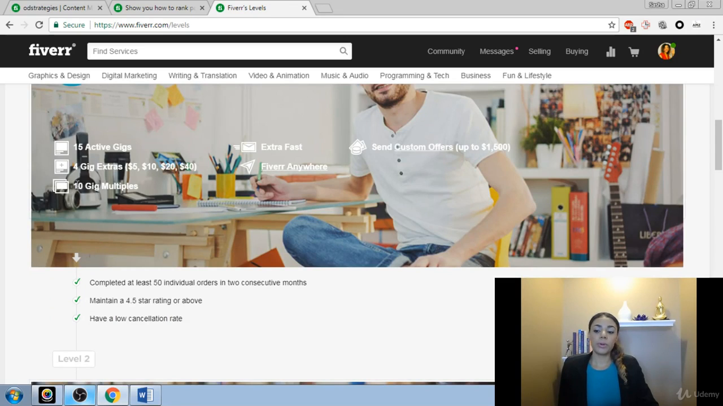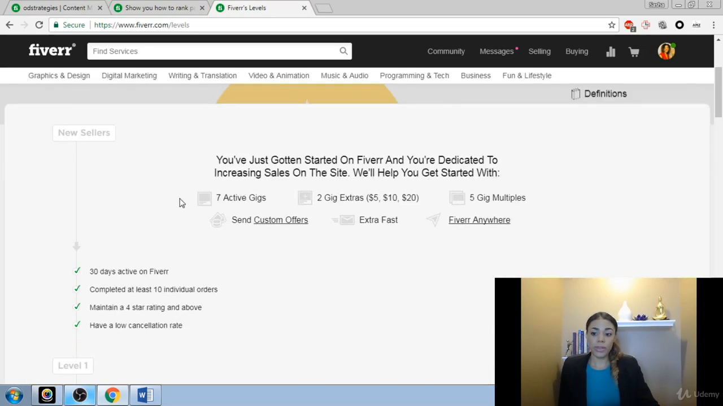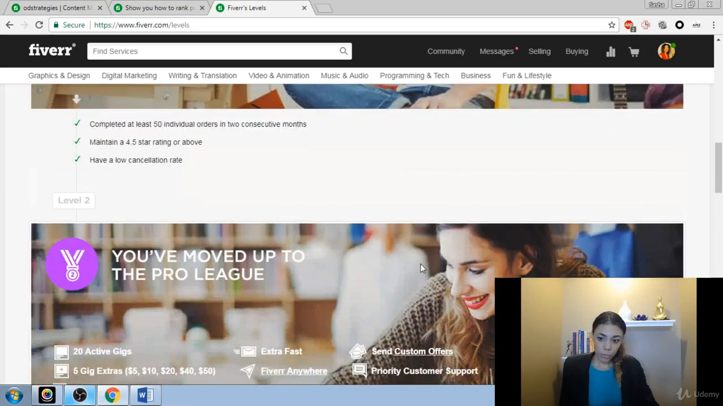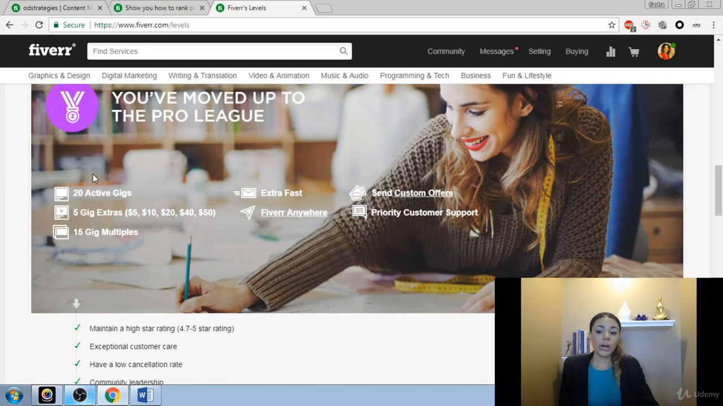And people can order up to 10 quantities of that gig. And you can have 15 active gigs when you are a level 1, which is awesome because that is more than double what you have without being a level 1. So from there, when you're a level 2, you can have up to 20 active gigs. I think the most I've ever gone up to was 15, and I think that was the limit at the time.